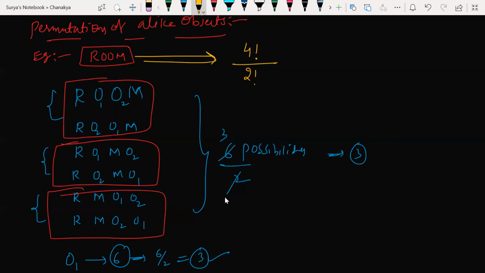Guys, what am I doing here? Why am I doing two factorial? Tell me. Because two O's are repeated here. The number of O's repeated, I'm dividing with that. So what is the answer of this now?